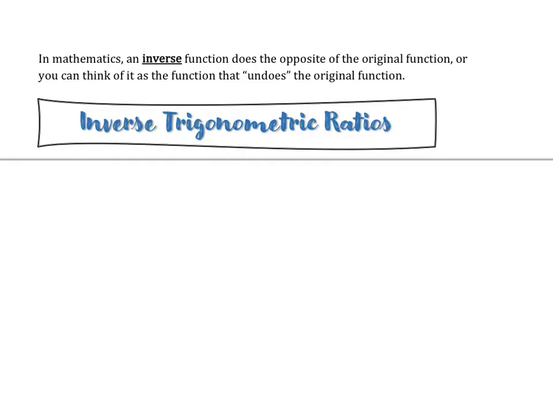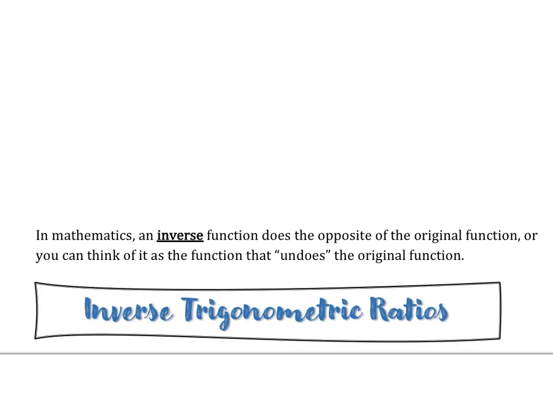So when we have a mathematical function, whether it's addition, subtraction, or something like that, we always have an inverse, or we almost always have an inverse function. An inverse function is something that does the opposite. An inverse does the opposite of the original function, or you can think of it like an inverse undoes the original function.